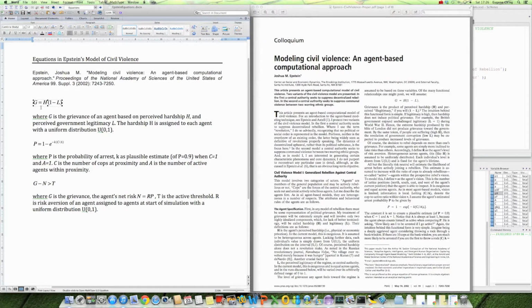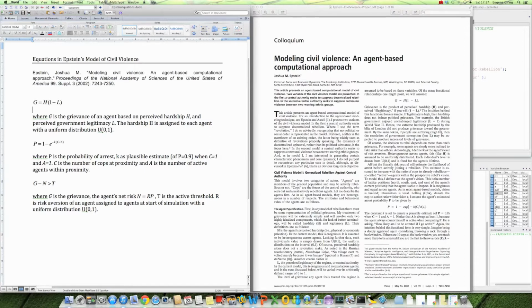This model has a few equations, and one of them is the grievance. You have the hardship, H, and also the government legitimacy. H is assigned to each agent at the start of the simulation, drawn from a uniform distribution, so you can represent the diversity across all agents. All agents will get very dissimilar hardship in society. It may be that they are poor or they suffer certain hardship, as all societies do. So that value is assigned across all agents.